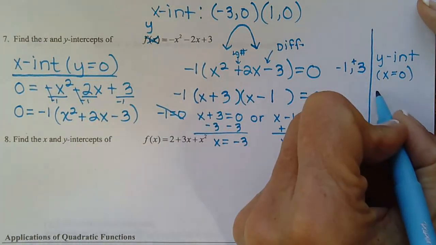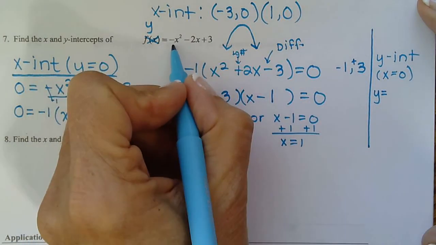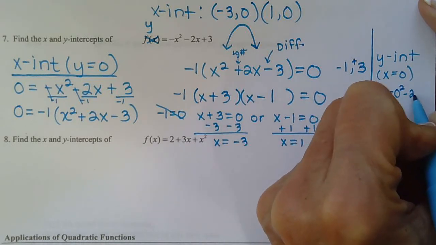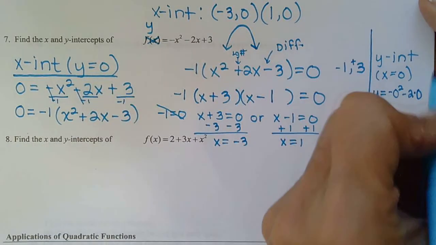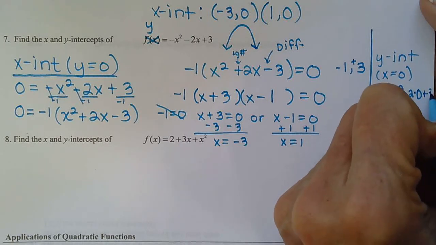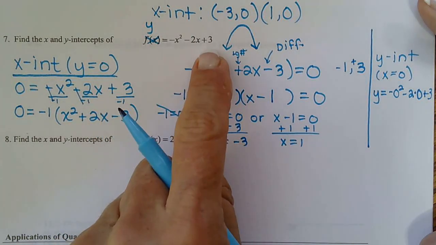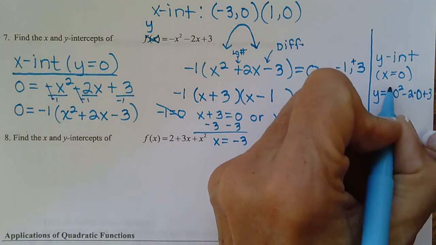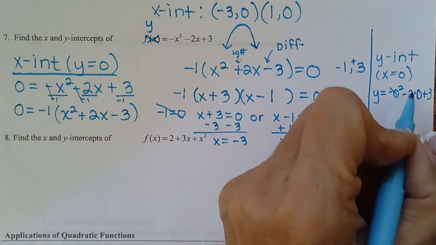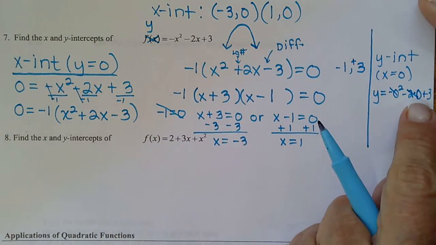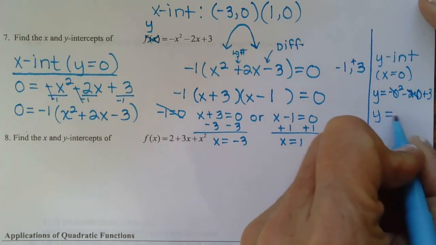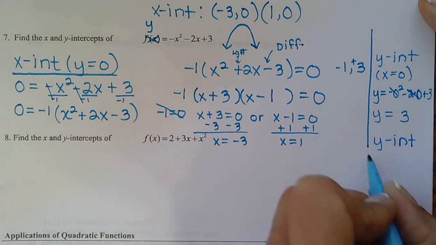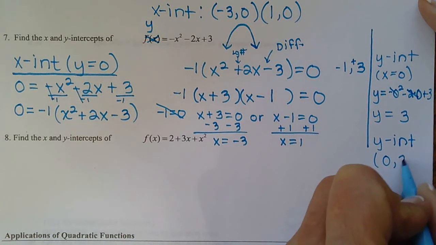So y equals -0 squared minus 2 times 0 plus 3. So you go in the equation, and everywhere you see an x, you plug in 0. So -0 squared, which is 0, -2 times 0, which is 0. So 0 plus 0 plus 3, so y is 3. So that makes my y-intercept, and they're always points, remember, (0, 3).